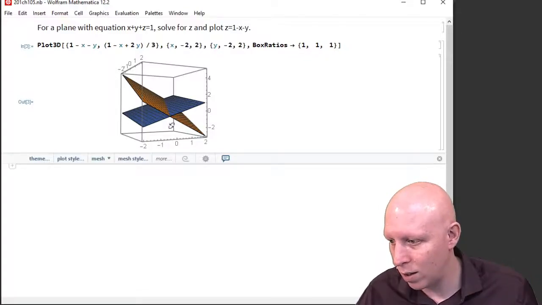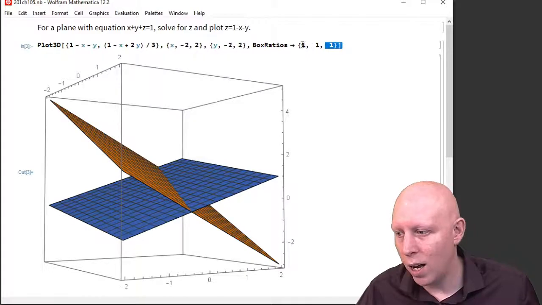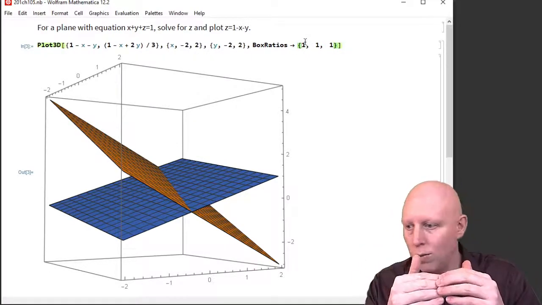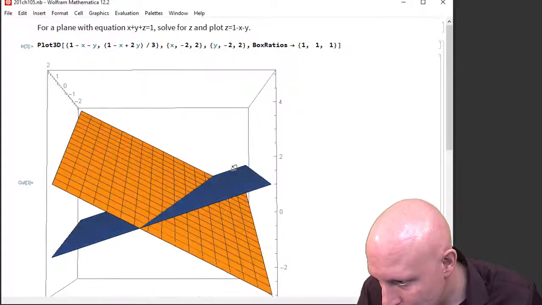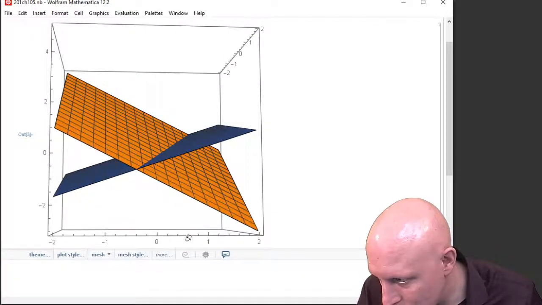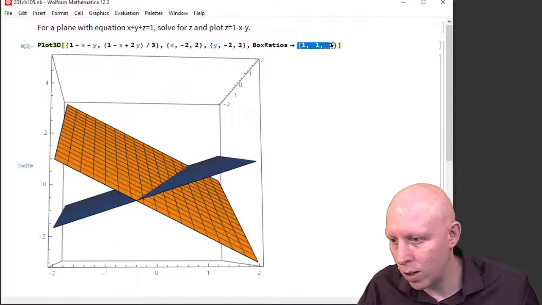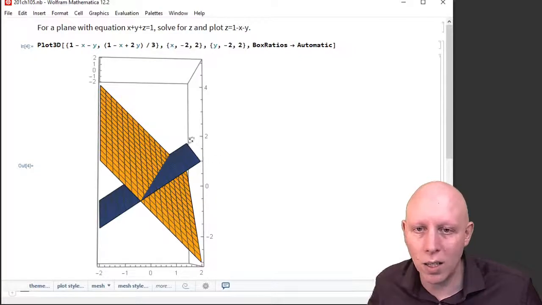All right, and here, now we go. So what box ratios does is it says, I want the ratio for the x-coordinate and the ratio for the y-coordinate and the ratio for the z-coordinate to all be the same. And let's see, is this actually right? So this distance is 1, but this distance is 2. I think that's not the right way to do it. I think what we want to say is Automatic. Aha, Automatic, that's the right one.